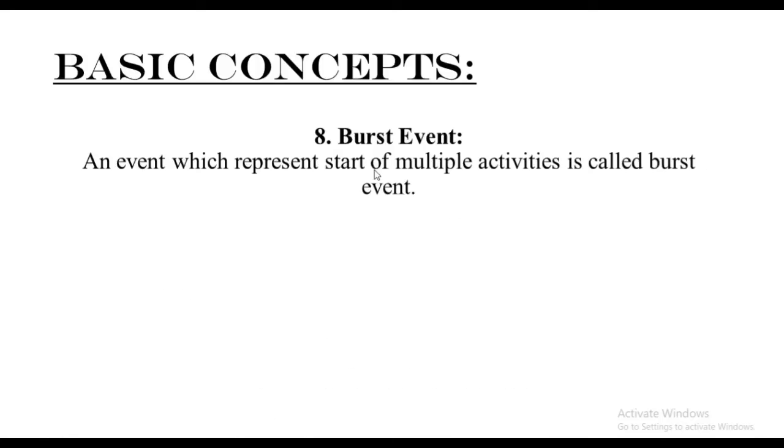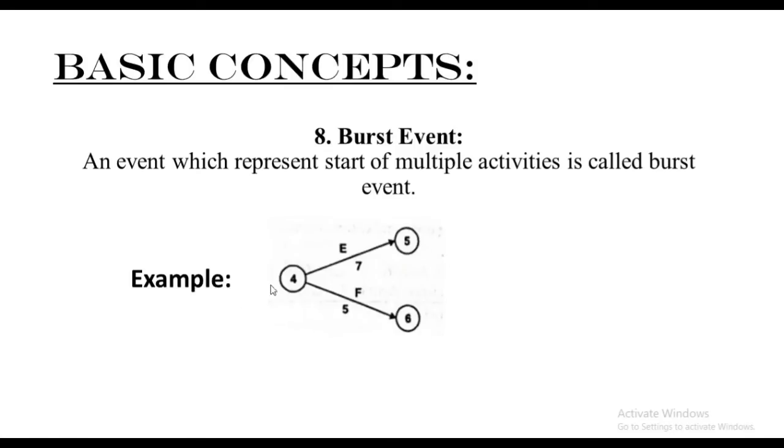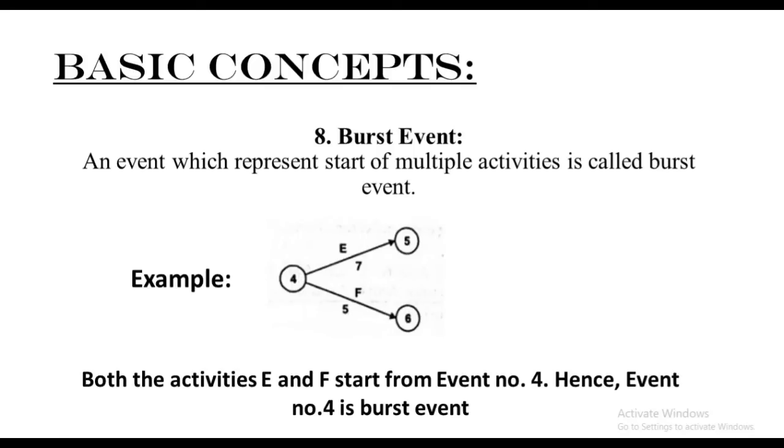Next, we have the burst event. An event which represents the start of multiple activities is called the burst event, the exact opposite of the previous event. Example, from a single event when we have two or more activities which are bursting out, that is nothing but a burst event. Example, both the activities E and F start from event number 4, hence event number 4 is called the burst event.